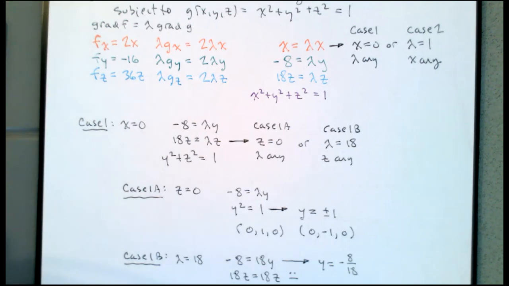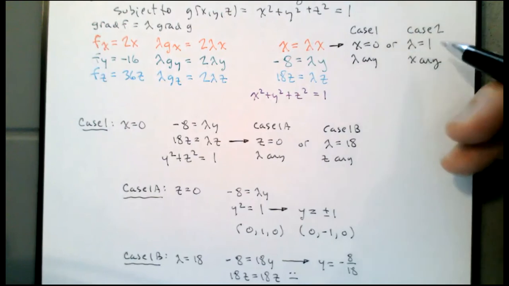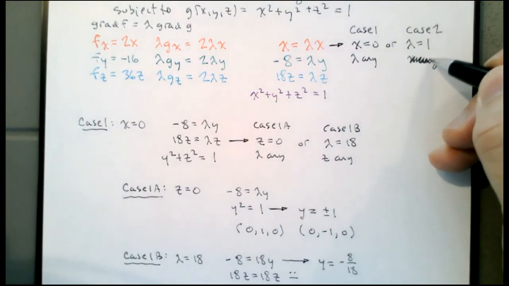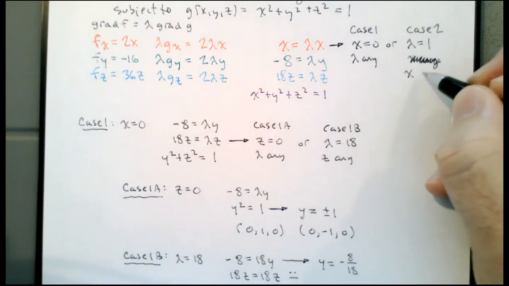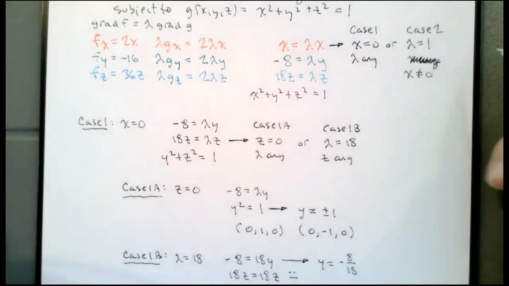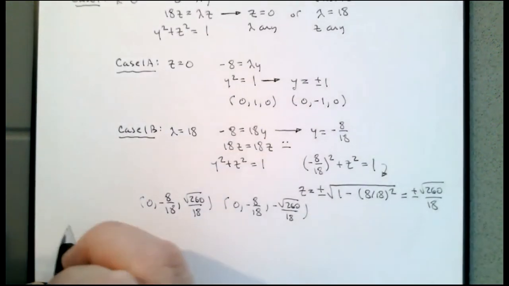So if x is not 0, I need to realign this. If x is 0, then lambda can be anything. If lambda is 1, then x is not 0. So let's look at that second case where x is not 0 and lambda is equal to 1 and see what that tells us. This is going to be case 2.